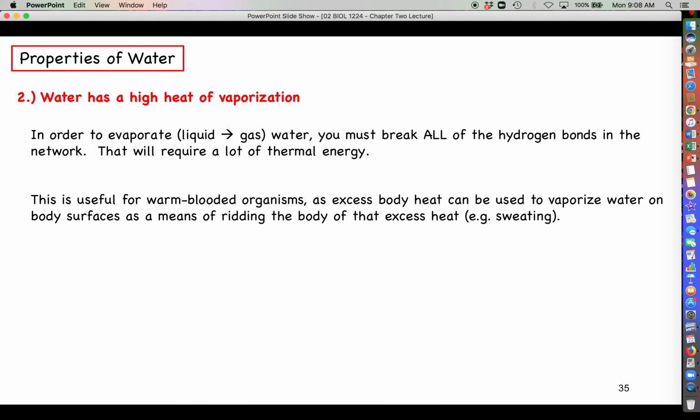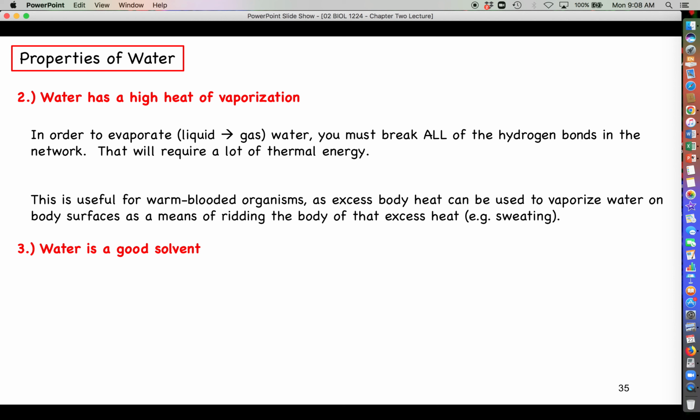So we take advantage of this for us warm-blooded organisms. We take advantage of the fact that it does require so much heat to vaporize water because this is how sweating works. This is how we keep ourselves cool when it's very hot outside. So basically, we rid our bodies of excess heat by secreting water onto the surface of our skin, and then that excess heat is used to vaporize the water. So that heat basically dissipates, and in the process, we vaporize the water right off the surface of the skin. So I will have a figure on the next slide to kind of illustrate that point further.